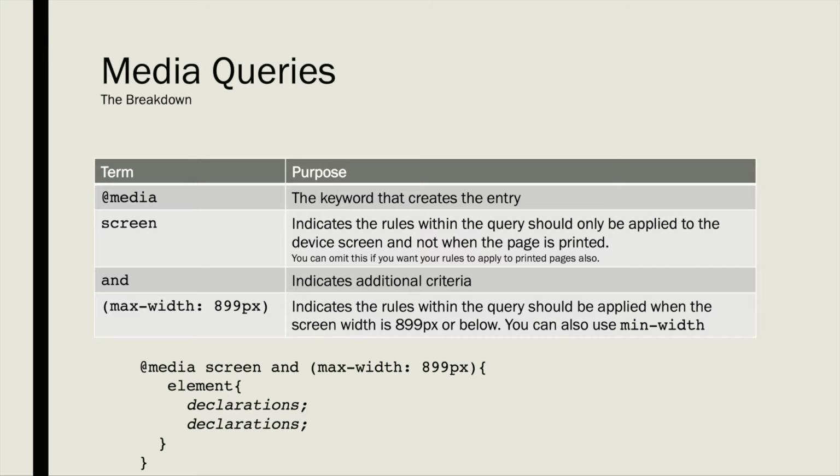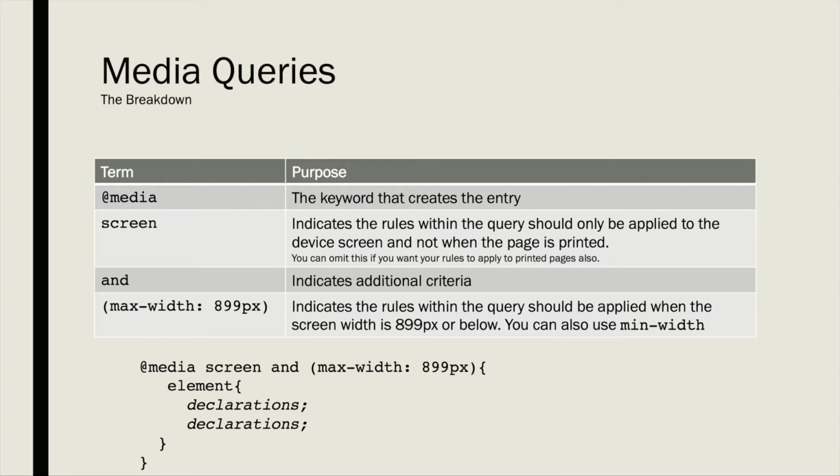As of 15 years ago, we didn't have this. We actually had to create different style sheets for different mobile devices, because mobile devices really weren't a thing back then. It was just desktops and laptops. The term screen indicates the rules within the query that should only be applied to the device screen and not when the page is printed. You can omit this if you want your rules to apply to printed pages as well. You can also change this to print if you want it to work for just print items.